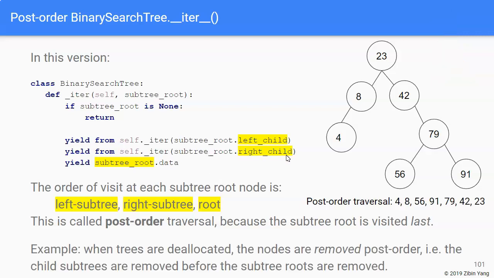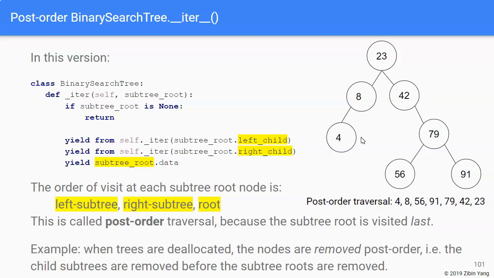So let's go through this together. We start again at the root of the tree, 23 here. Now we would go down the left subtree first, which is here, right? But again, we would go down the left subtree. So now we get to 4. 4 has neither left nor right subtree. So now we are yielding this subtree's root data, which is 4. So that's why we yield 4 first.